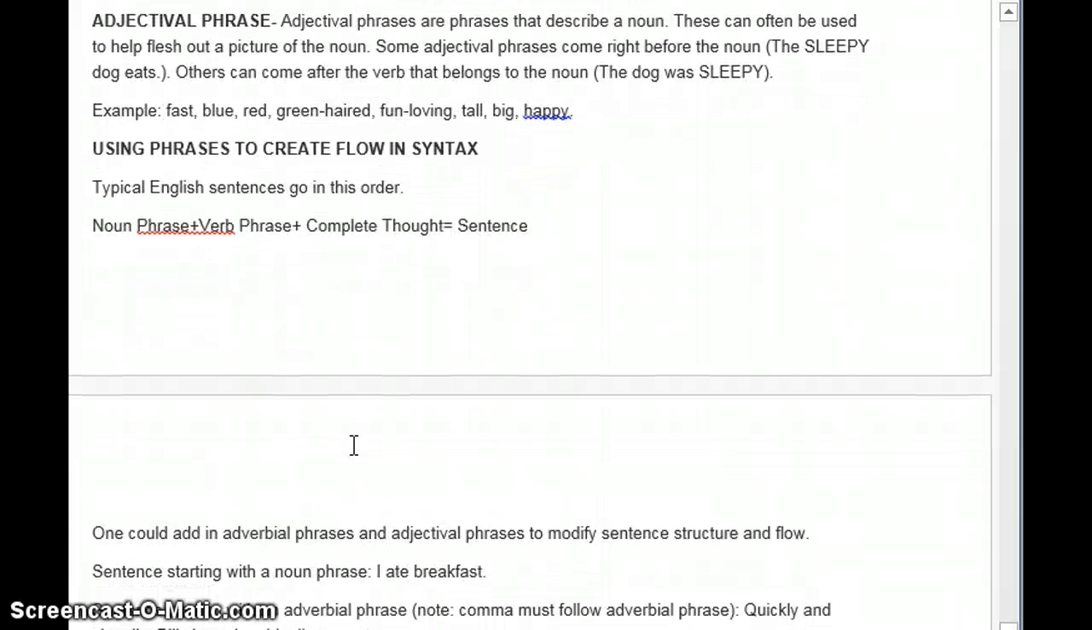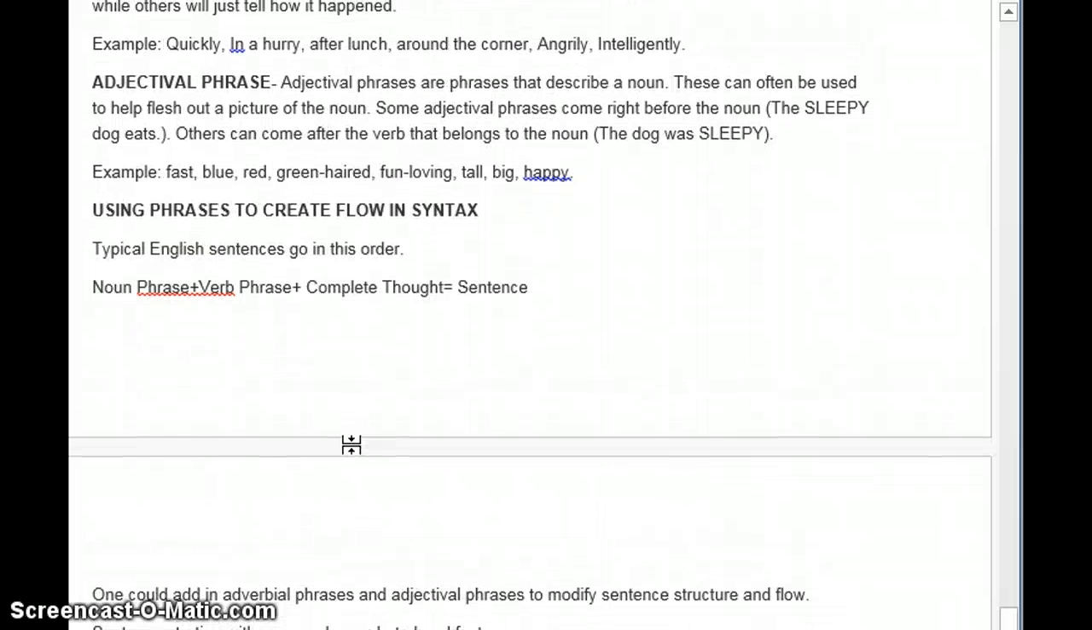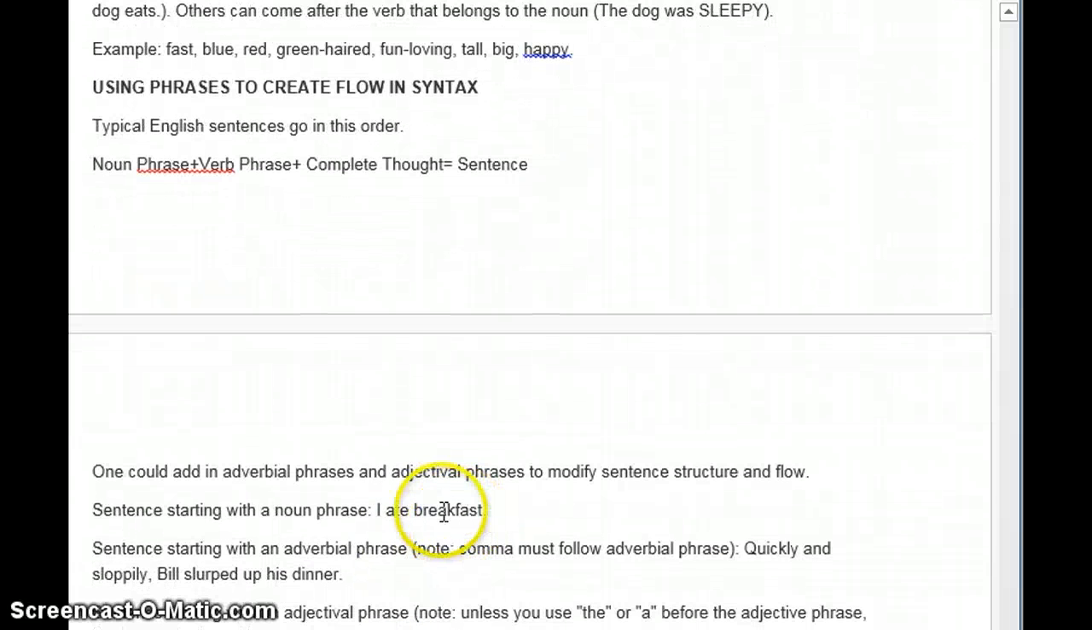As we flow down here, one could possibly add in adverbial and adjectival phrases to modify sentence structure and flow. It's important to understand that when we use adverbial phrases and adjectival phrases, we need to make sure we offset them with a comma that leads into the main noun of the sentence.